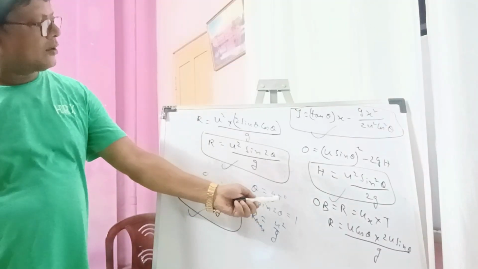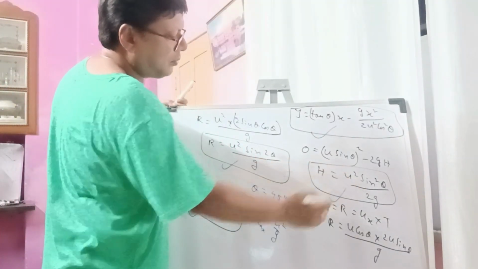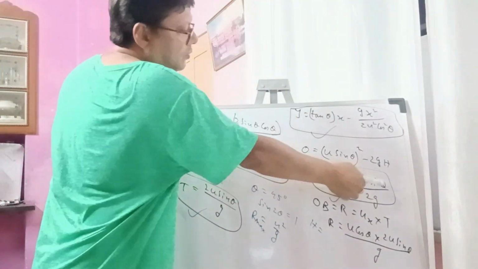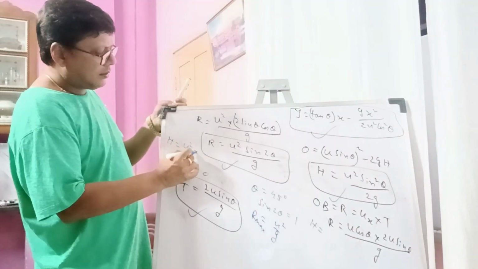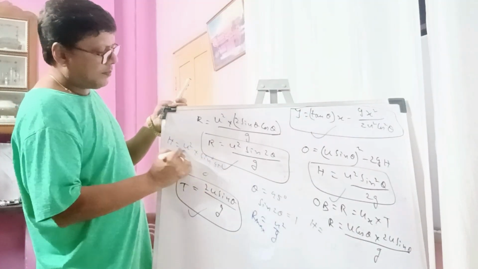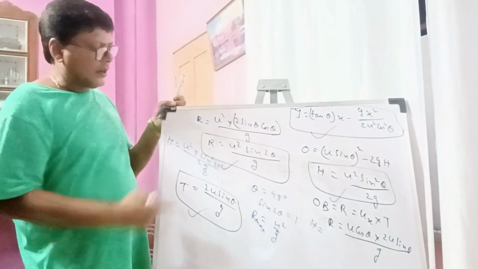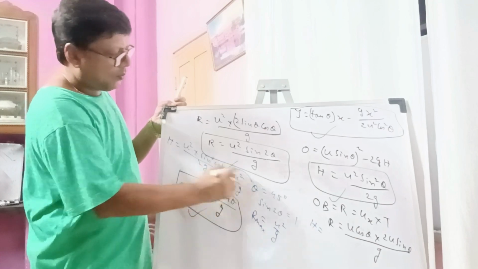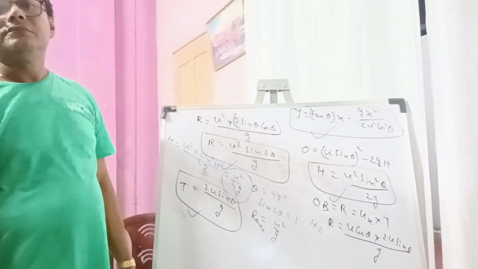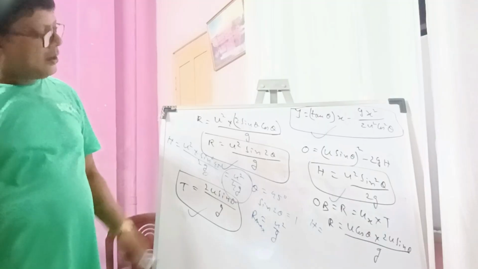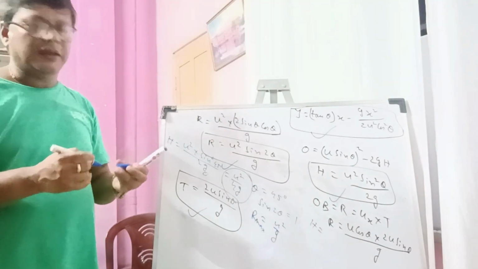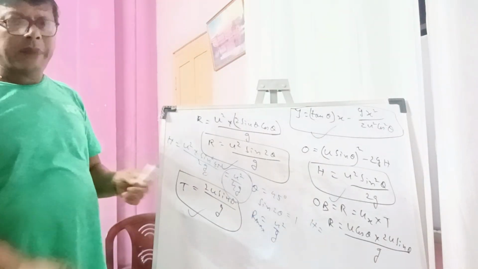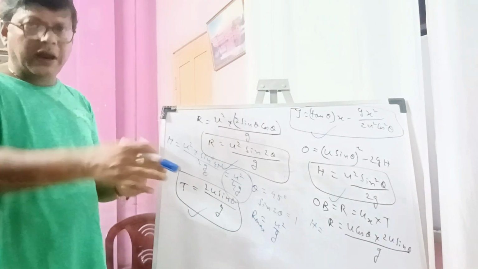In that situation, when theta equals 45 degrees, H can also be found out. H equals u square sin square theta by 2g, that is u square sin square 45 by 2g. Sin 45 is 1 by root 2, sin square 45 is half, so it is coming u square by 4g. You have to remember all those formulas, otherwise you can't do any formula-based numericals. So you have to practice all the numericals for your upcoming exam.